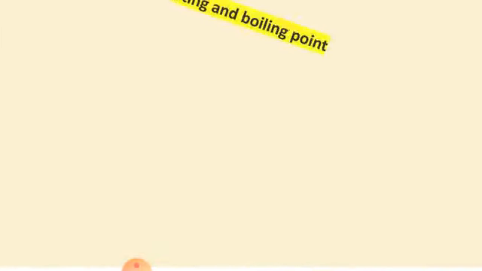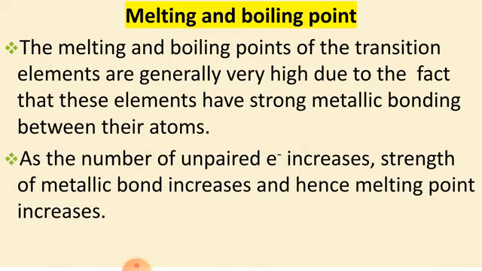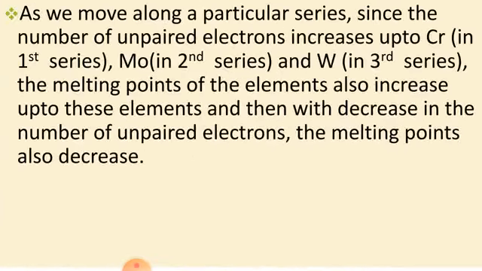Now students, the third property is melting point and boiling point. Here the melting points and boiling points depend upon strong metallic bonding. So look here, the melting points and boiling points of transition elements are generally very high due to the fact that these elements have strong metallic bonding between their atoms. As the number of unpaired electrons increases, the strength of the metallic bond also increases, and hence the melting point increases. So the more the number of unpaired electrons, the higher the melting and boiling points.